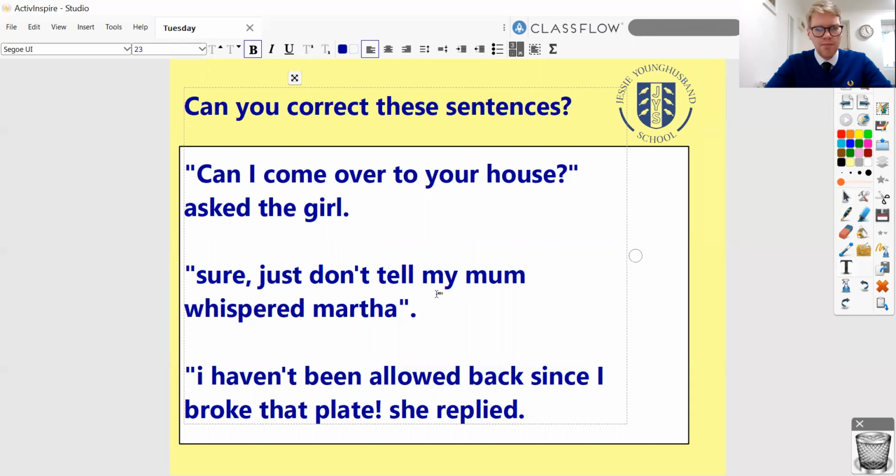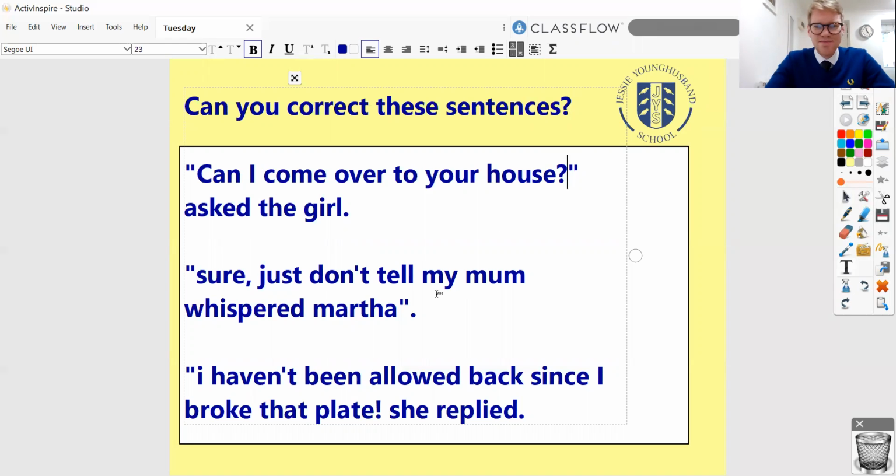Next one. "Sure, just don't tell my mum," whispered Martha. Now, a really good tip for inverted commas is if you're in any doubt, say it out loud as though you were acting out as that character. Right, so if I was this character, I would say, "Sure, just don't tell my mum," whispered Martha.